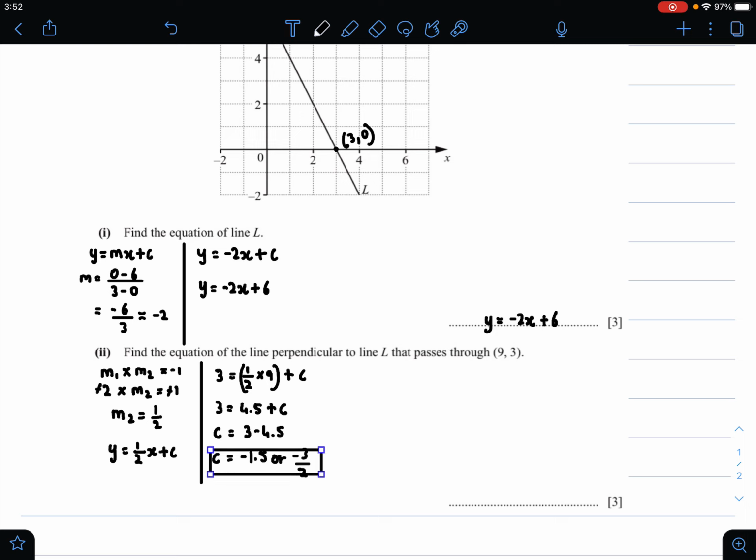So now you can write your final answer for this question. That would be y is equal to x minus 3, the whole thing divided by 2. So therefore this would be your final answer for part 4b2. That is y is equal to x minus 3, the whole thing divided by 2.